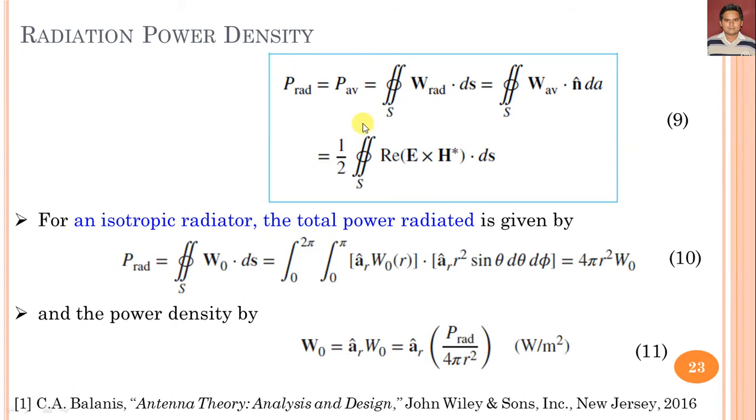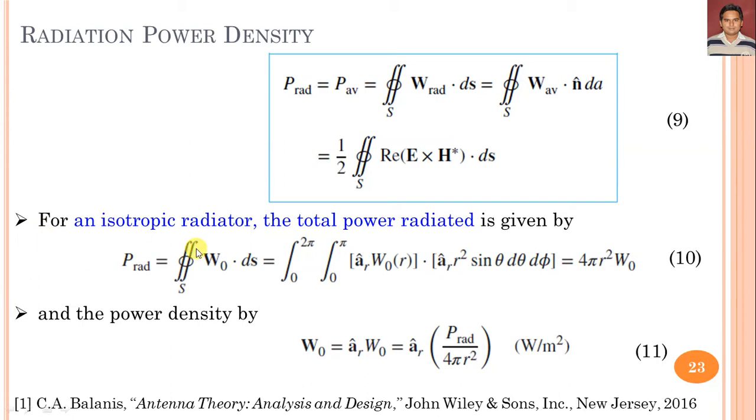Suppose we are taking the case of a wire antenna. In that case we are using the radiated power equation, P average equals W radiated dot ds. But in the case of an aperture antenna it is difficult to calculate the value of W radiated. In that case we directly consider the expression 1/2 real part of the double integration of E cross H complex conjugate dot ds. So by using this expression we can calculate the radiated power in the case of an aperture antenna.